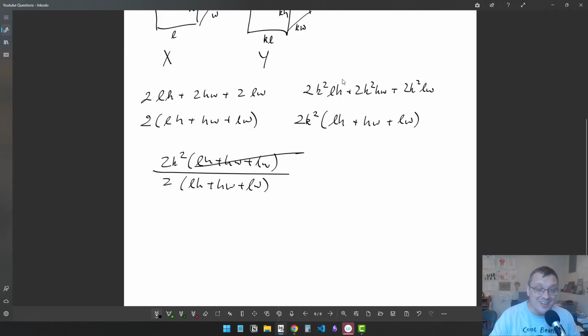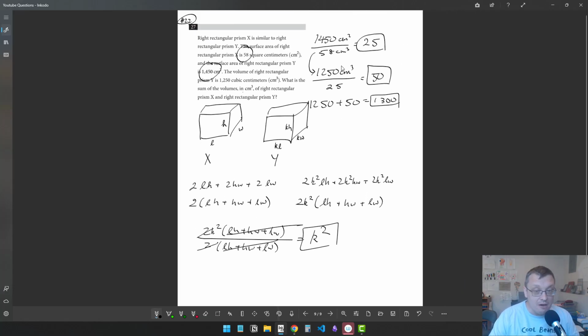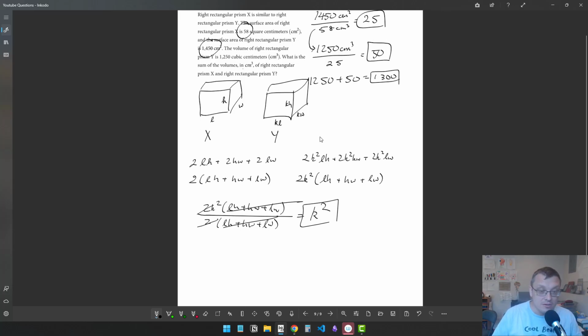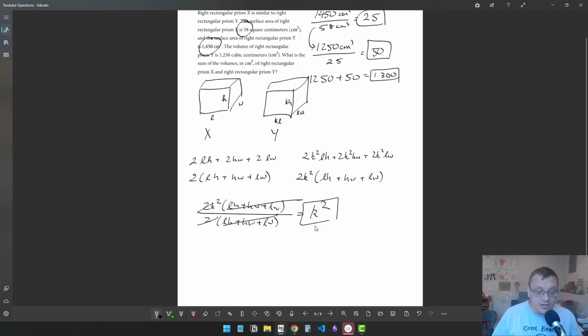So when I divided these numbers in the first move that I tried, and I got 25, that is the ratio of the areas, which is actually the square of the ratio of the sides in our prisms. So if k squared is 25, then k is 5. And now we are at the point where we can apply this to our volume, remembering that volume is going to be a 3-dimensional ratio.